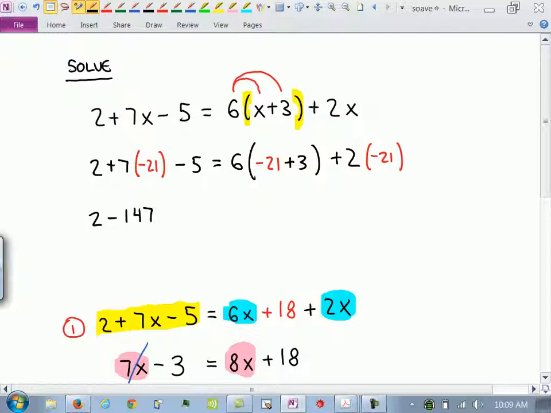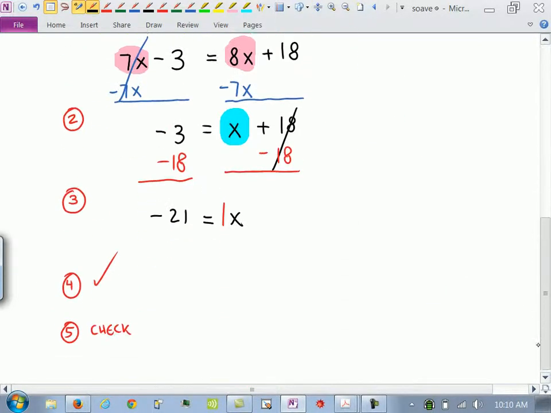147 minus 5. On the right side, 6. I'm going to do what's in parentheses first. What's negative 21 plus 3? Negative 18, right? I'm going to go ahead and do the multiplication at the end. What's 2 times negative 21? Negative 42.